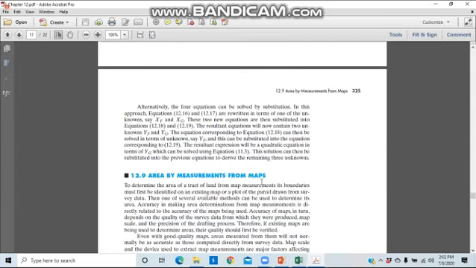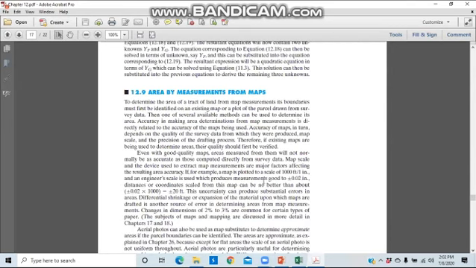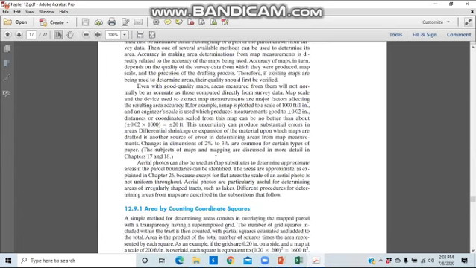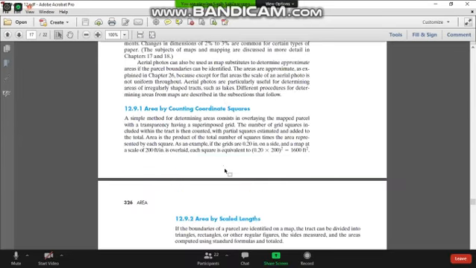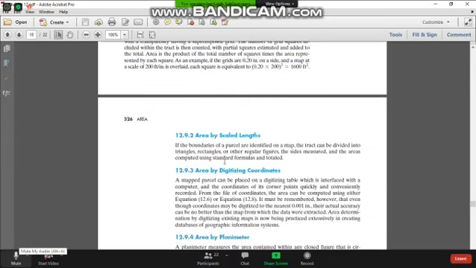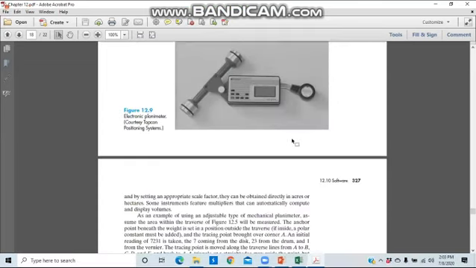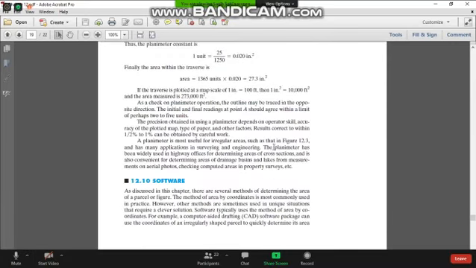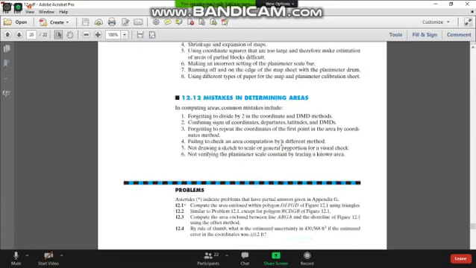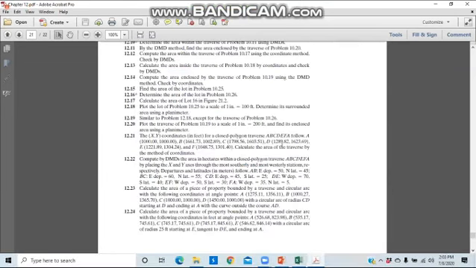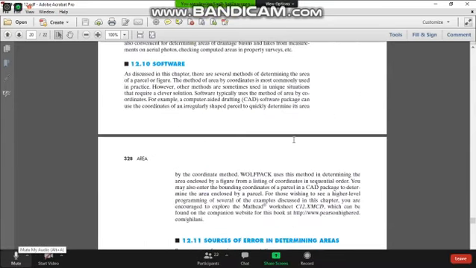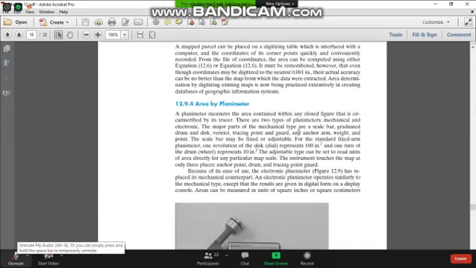Area by measurements from the map. You know that map method, where you have a scale and you measure from the maps and multiply, divide, whatever, and you calculate the area from the map. Area by coordinate squares, counting the coordinate squares, area by planimeter. So this is all theoretical part. You can just read one time. Software. All right, this is the end of this chapter. It was pretty simple, right?